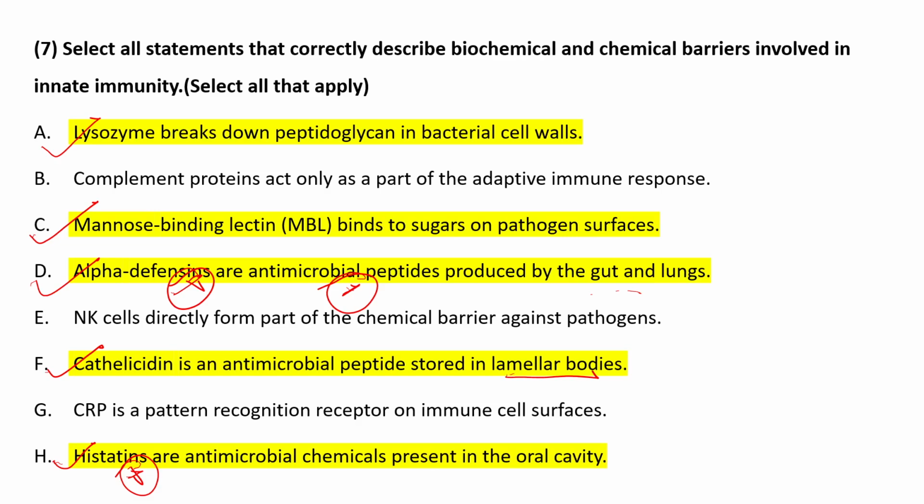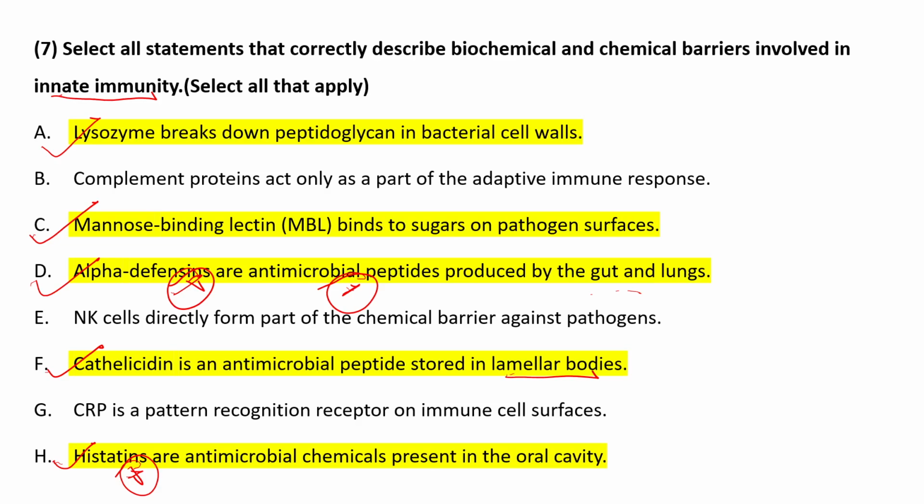So these are the correct options, and if we discuss the wrong options, then we are discussing here about innate immunity. The wrong option is complement protein acts only as a part of the adaptive immune system.